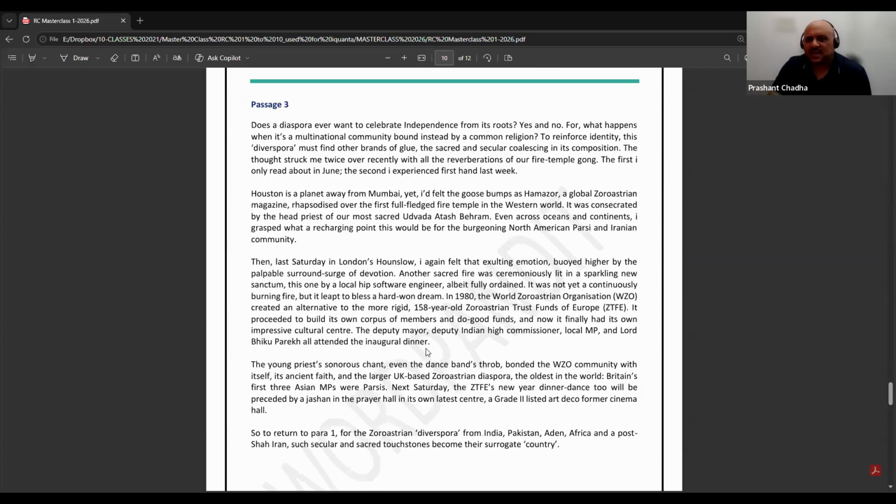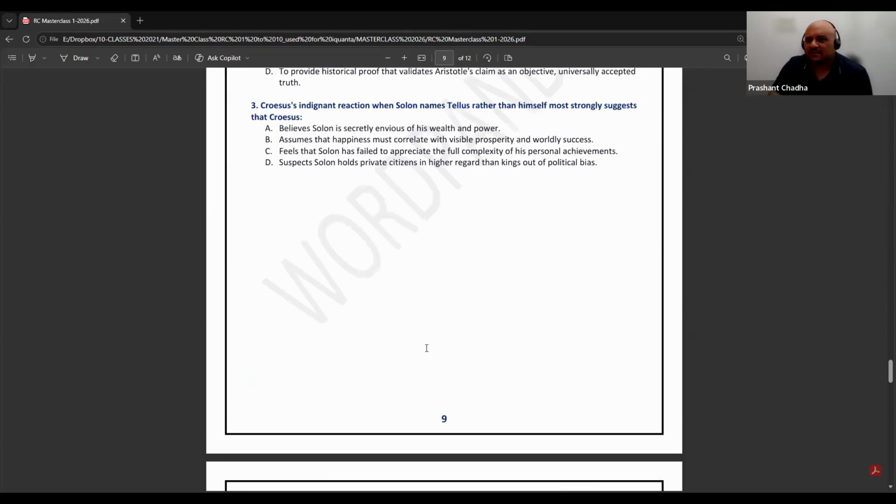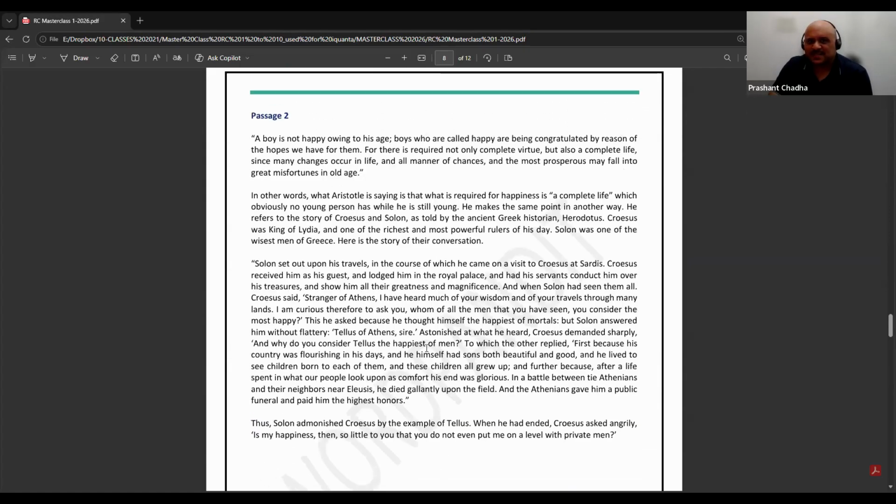Okay, this is the third paragraph. One thing, did you see that this passage number 2 was written in a different style to passage number 1?